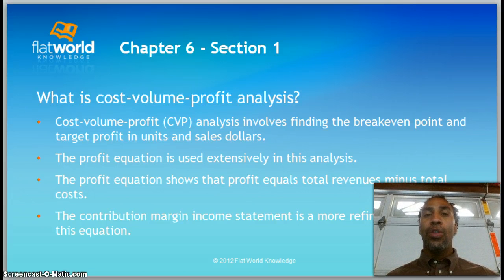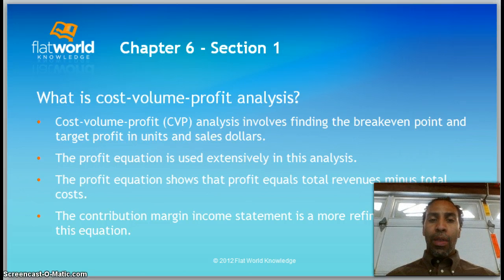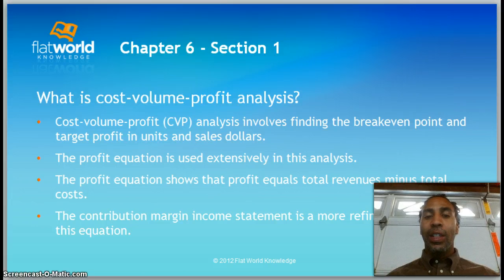But just know that you don't want to ever have your company at the break-even point, because if you're at the break-even point, then how are you going to pay staff? You're going to be losing money, and no one's going to be able to get paid, and the business will obviously decline. The profit equation is used extensively in this analysis.